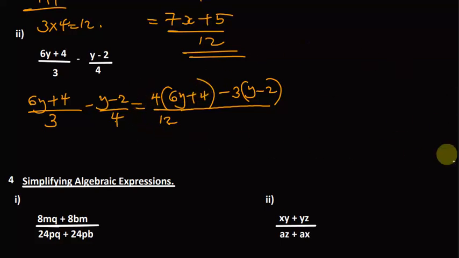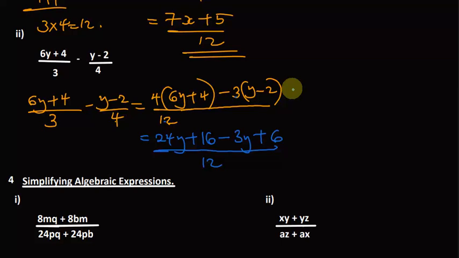That way. The second part, we open the brackets. 4 times 6y is 24y, then plus 4 times 4 is 16, then minus 3 times y is 3y. Check here: minus 3, then minus. We have minus, minus, so our next sign will be positive. 3 times 2 is 6. All this is still divided by 12.